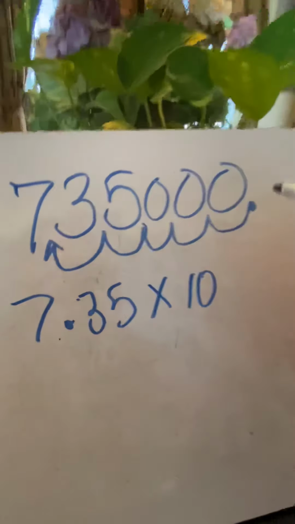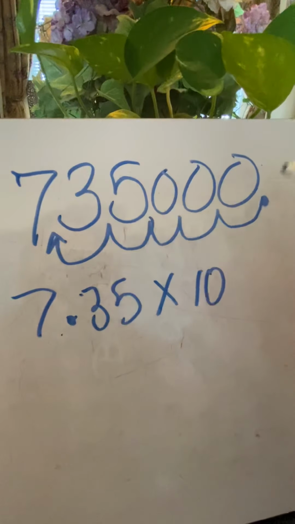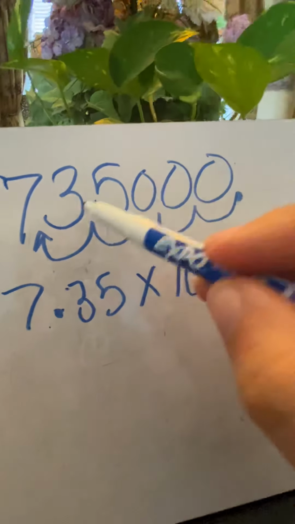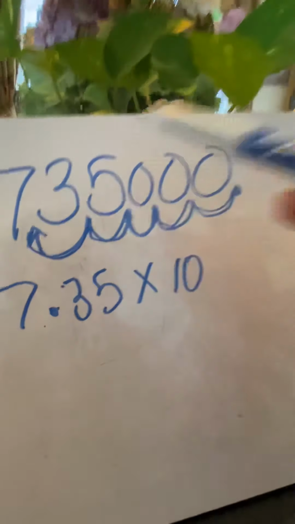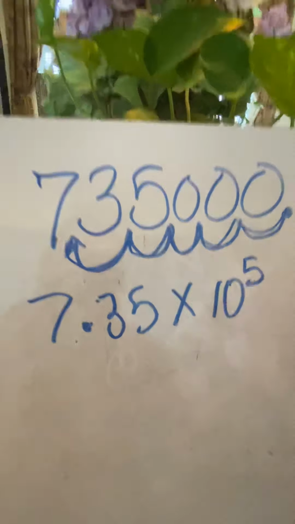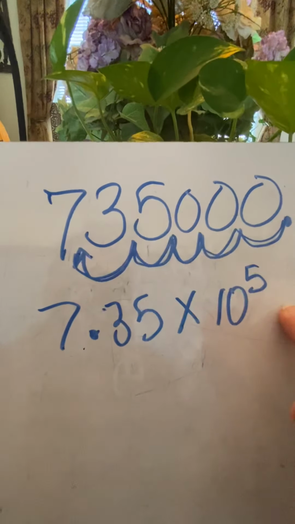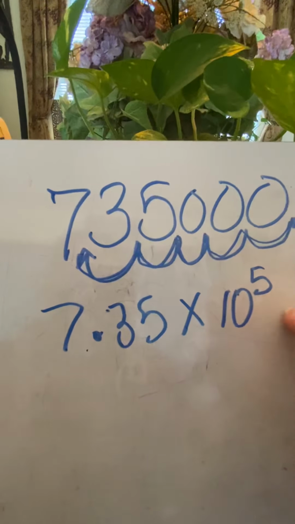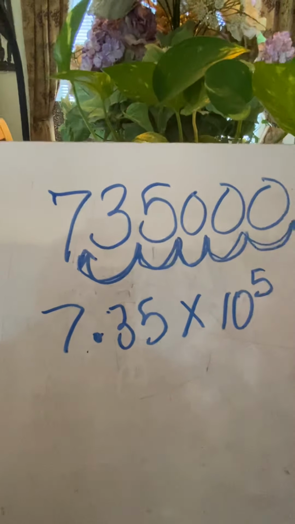Times 10. Now, remember, even though I moved to the left, this number is a large number, so I'm going to make a positive exponent here. So how many times did I move the decimal? 1, 2, 3, 4, 5. 10 to the 5th power. You can put this back into your calculator and check the answer. So if you put 7.35 times 10 to the 5th, you will get this as an answer, and that's how you can check if you're correct.